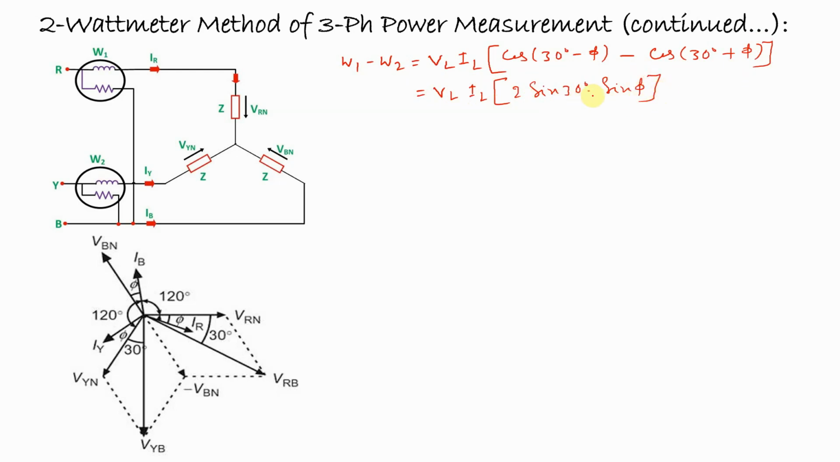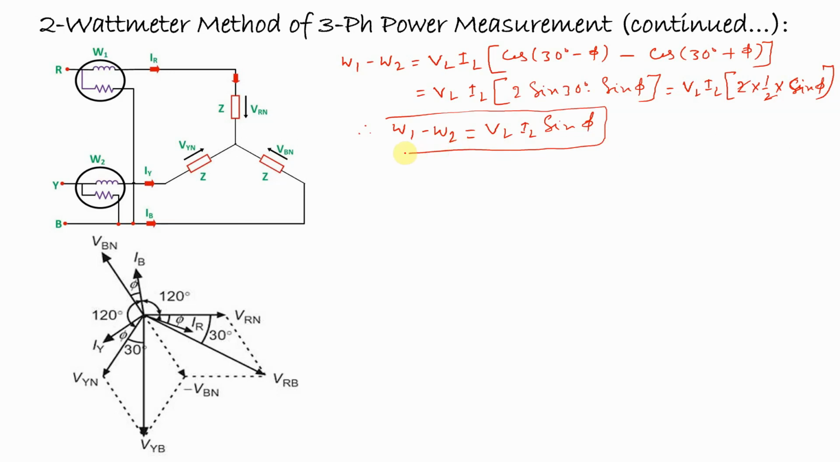The value of sin 30 degree is 1 by 2. It will be VL IL 2 into 1 by 2 into sin phi. So 2 cancels. Therefore, W1 minus W2 will be equal to VL IL sin phi. So this is the value of W1 minus W2.